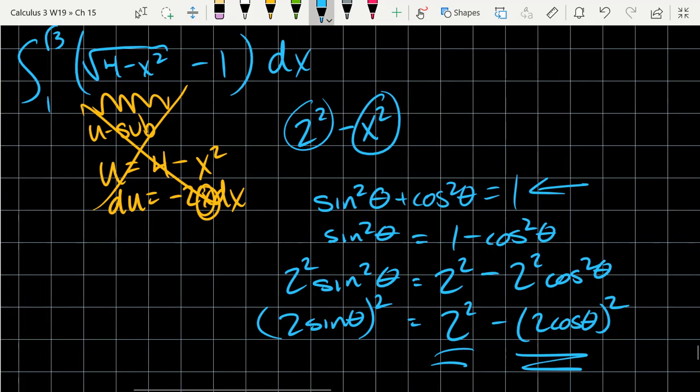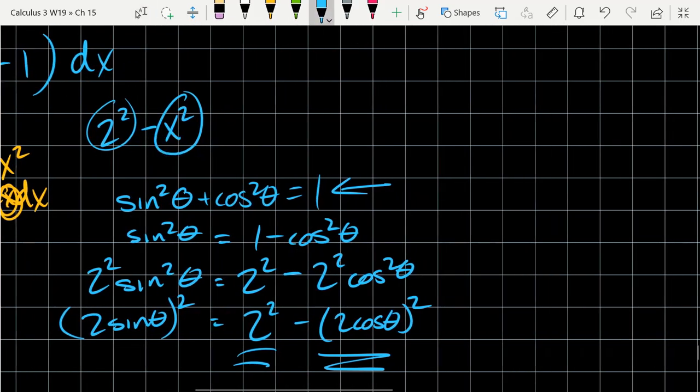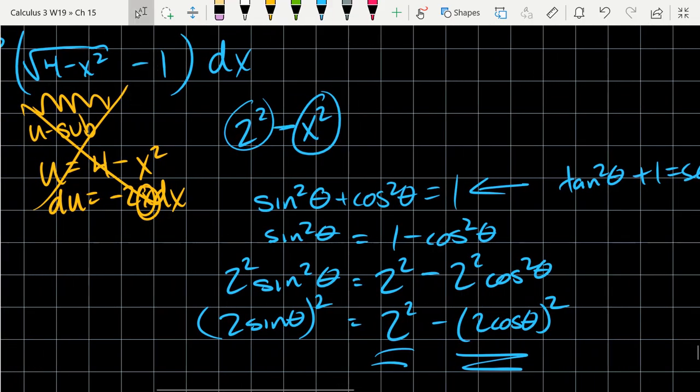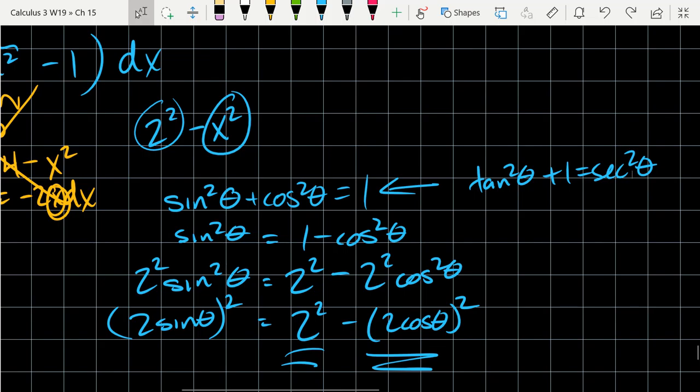If this sine squared plus cos squared wouldn't work, the next one I have memorized, tan squared theta plus 1 equals secant squared theta. This would have been perfect if I had 2 squared plus x squared. I would have used this guy. But I had minus, so I'm using the one we have written down. And if that tangent squared fails, then I use the secant squared, cosecant squared identity. That's my third choice.